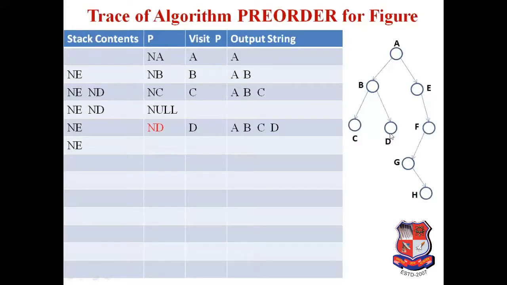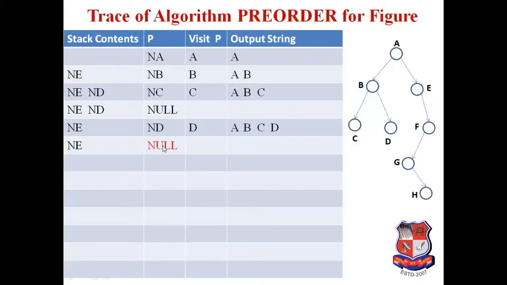Now assign the left child address to P. Do we have the left of D? No, we don't have the left of D. That means now your P value is what? Null. So here we have the P value null. So what do we have to do? As the value is null, how do we proceed with the null value?